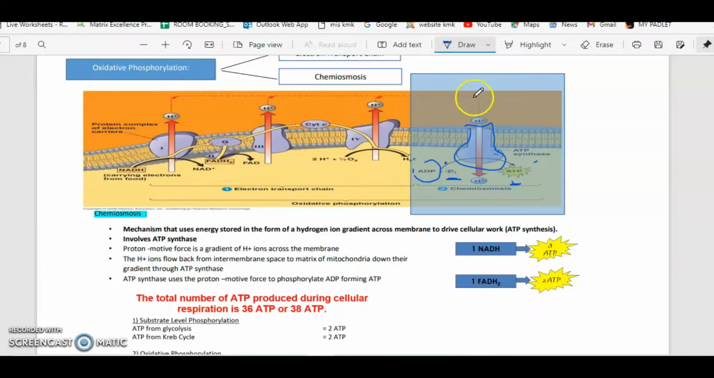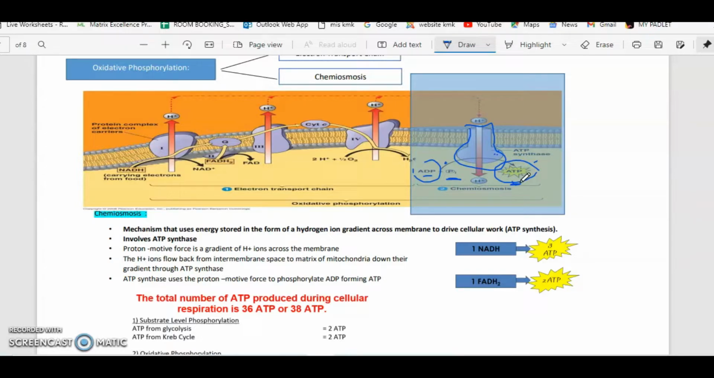So when the hydrogen ion flows through ATP synthase, it will cause ADP to phosphorylate. Means bila hydrogen ion tu masuk melalui ATP synthase, dia akan menyebabkan ADP combine dengan phosphate. So yang terhasil adalah ATP. Masuk lagi satu hydrogen ion, benda yang sama berlaku. The entrance of the hydrogen ion through the ATP synthase will cause ADP to phosphorylate to form ATP. Okay. Now, let's recall back.